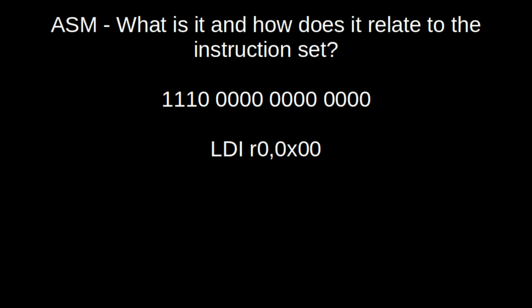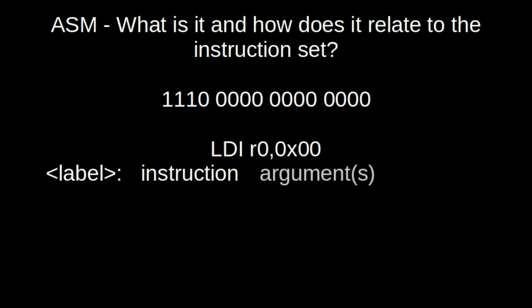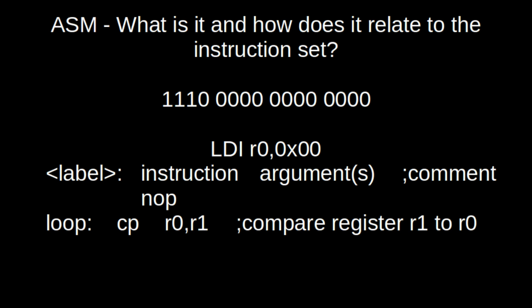Each ASM line is composed of an optional label, a directive or an instruction, a possibly optional argument or operand, and an optional comment. An example of an instruction without anything else is the NOP instruction. An example of an instruction with a label and operands is loop, CP R0, R1. This compares register 0 to register 1.